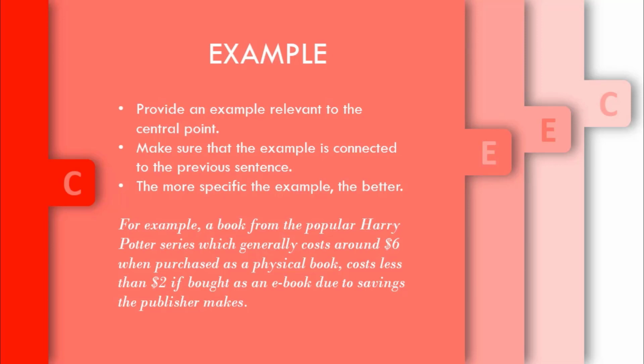A book from the popular Harry Potter series, which generally costs around $6 when purchased as a physical book, costs less than $2 if bought as an e-book due to the savings that publishers make. Notice how I have specifically mentioned the savings that the publishers make in this example. This is done as this is the core point of the central statement.